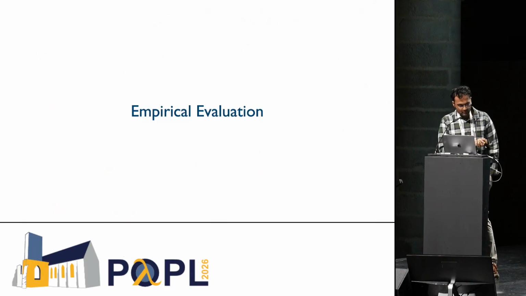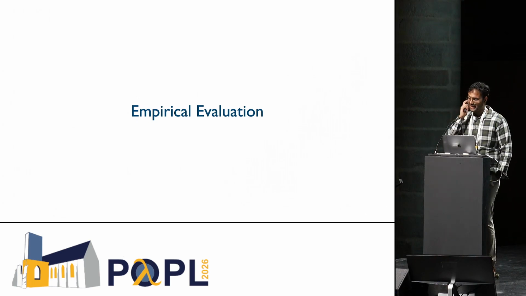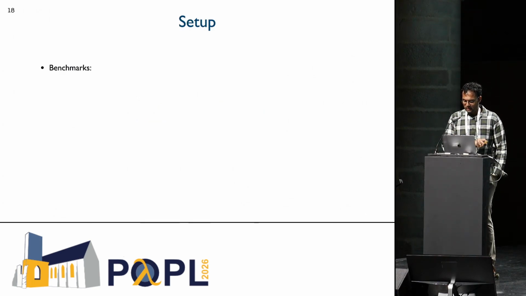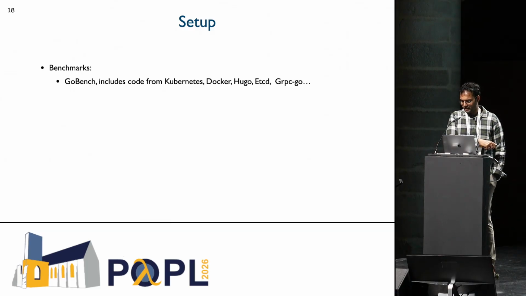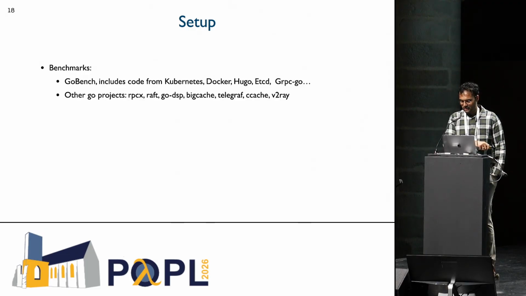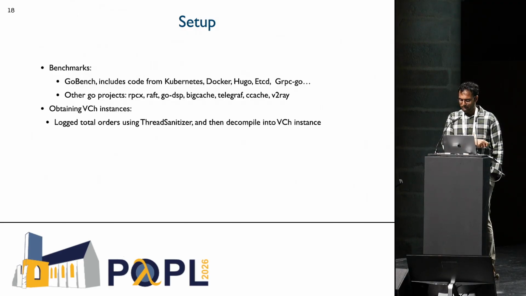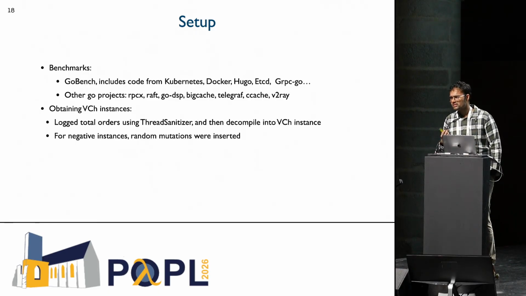All right, so now let me walk you through the highlights of our evaluation. How did we do the evaluation? What do we need for our evaluation? We need benchmarks that can give us these instances. The way we go about this is by collecting all the popular Go software, logging executions using thread sanitizer, and extracting these instances out of it. These would mostly be positive instances, and we do some surgery to also get negative instances.